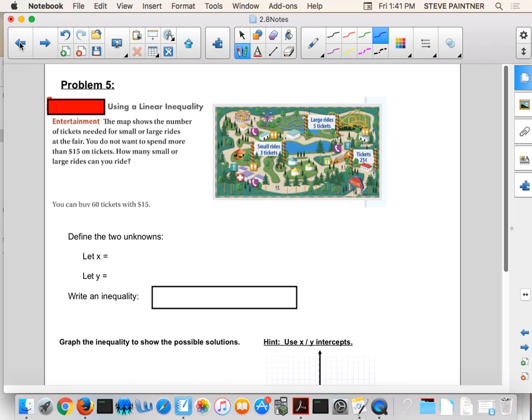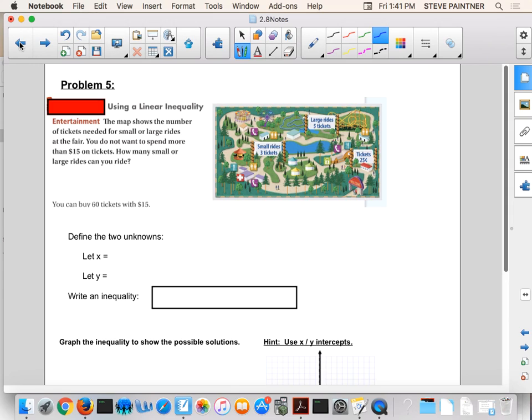You do not want to spend more than $15 at the fair. Now you got to remember something. This is an inequality section. You don't want to spend more than $15, so what symbol do you think you should use? Less than or equal to 15. I'll spend 15 or less, but I don't want to go over 15.